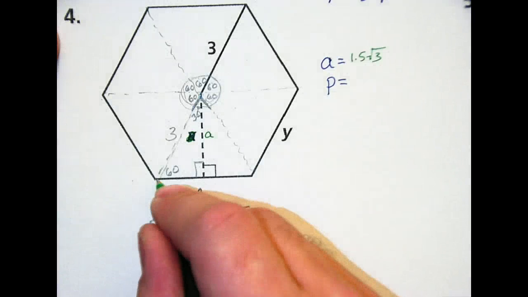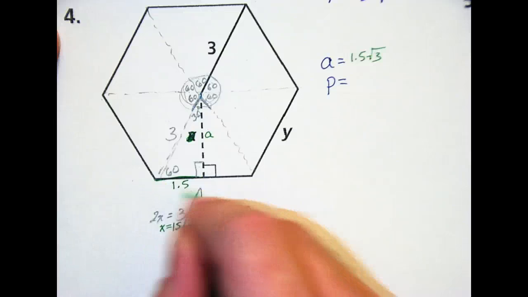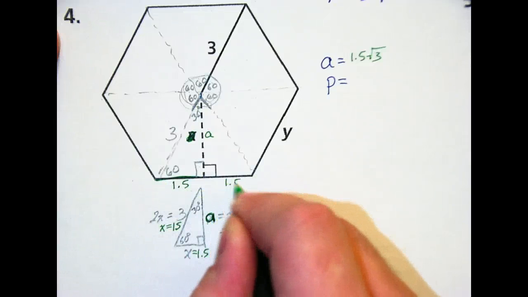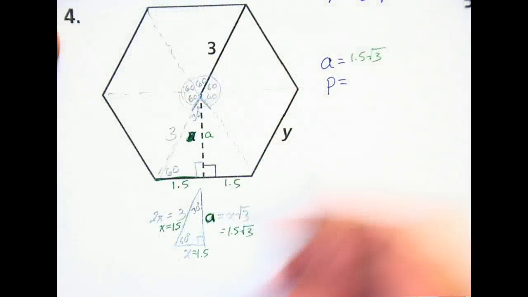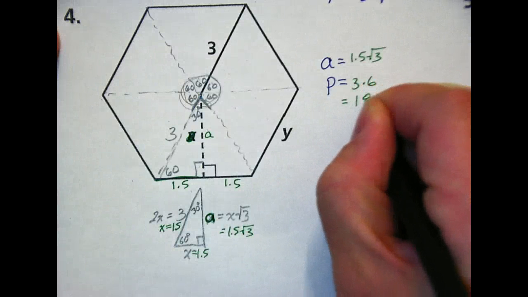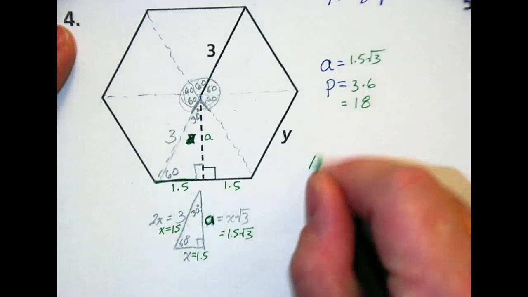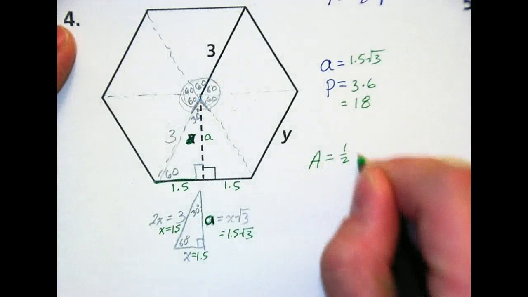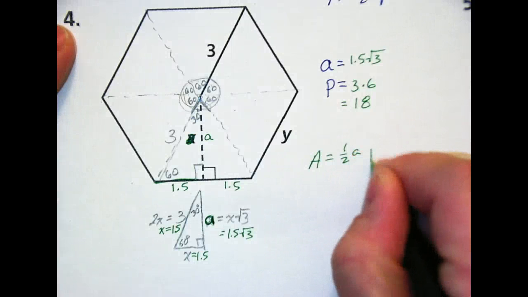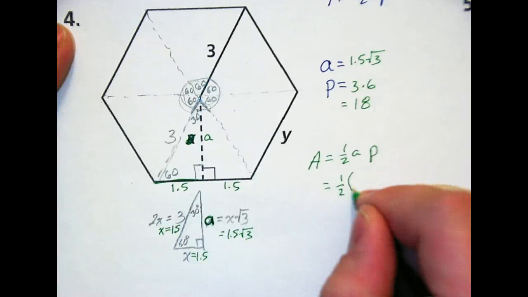What's this length right here? 1.5. So what's this whole length? 3. 3 times what? 3 times 6, or 18. Good. Now we can plug it into our formula. A equals 1/2 AP. Once you know those two pieces, put it in your formula and give it a shot there.